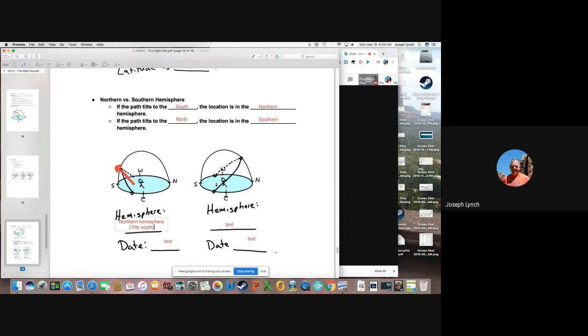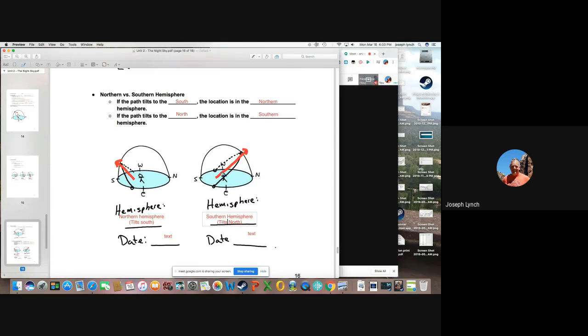And for this one, an arrow, and it's going up this way. All right, and I'm going to say I'm in the southern hemisphere, because it tilts north. So I'm tilting over toward the north. I'm in the southern hemisphere.